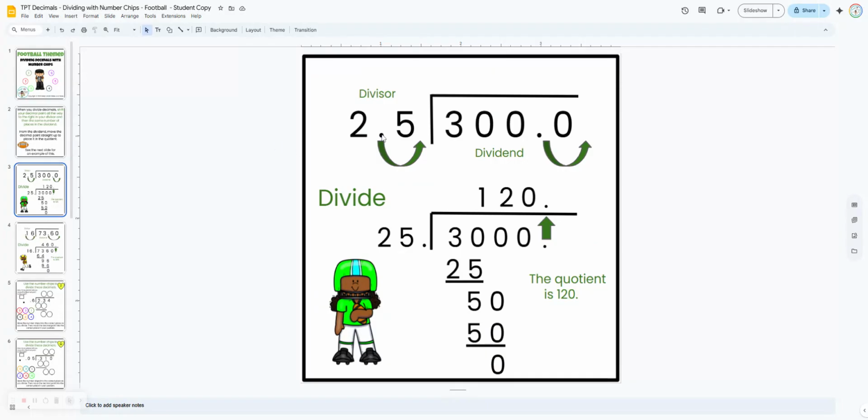So you want to move that decimal point in the divisor all the way to the right. So in this case, one place. If you move the decimal point in the divisor one place to the right, you have to move the decimal point in the dividend also one place to the right. So here it gives an example of how that division is done, and then the decimal point just moves straight up into your answer.